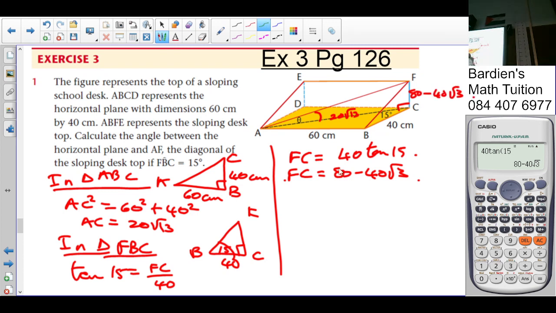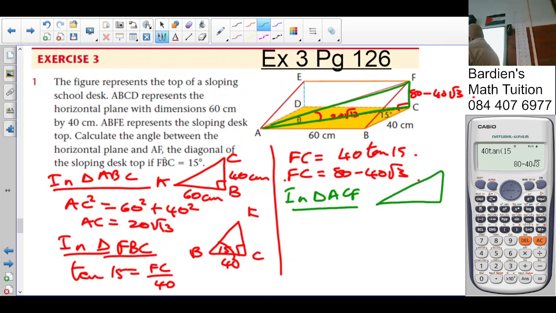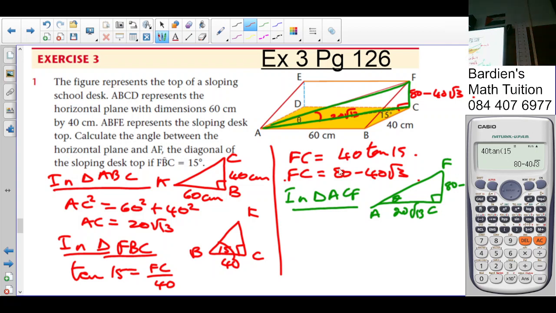Now, for this triangle here, triangle ACF, we have something looking like this. That's theta. It is A. C is standing at 90. F is 80 minus 40 root 3. That's going to be 20 root 13. So, which trigonometric function uses opposite and adjacent? Tan. So you say tan of theta is equal to opposite, which is 80 minus 40 root 3, over 20 root 13.